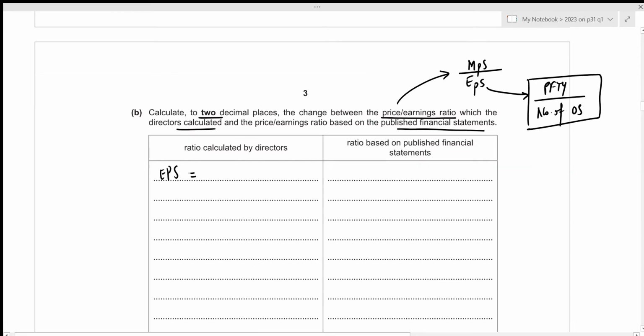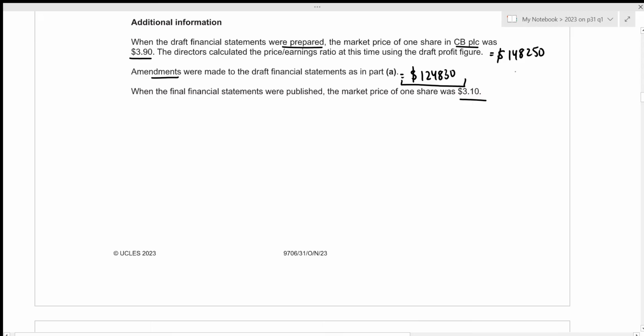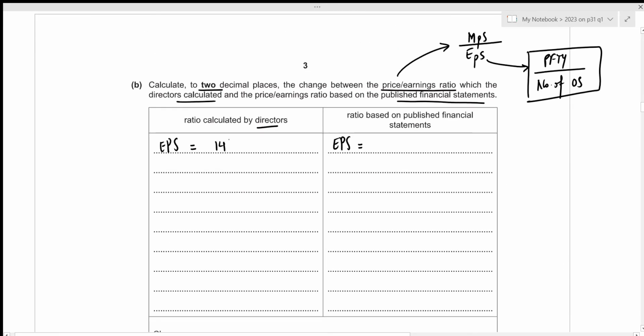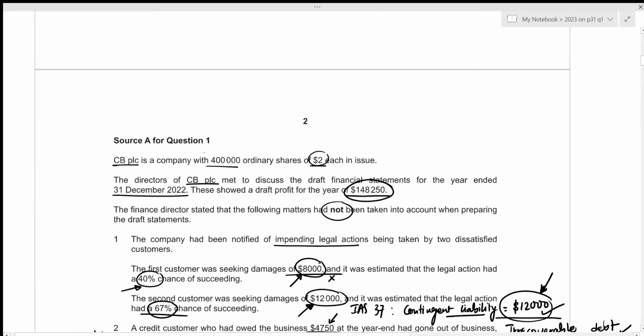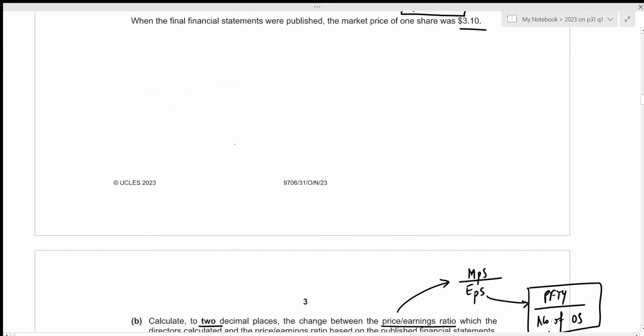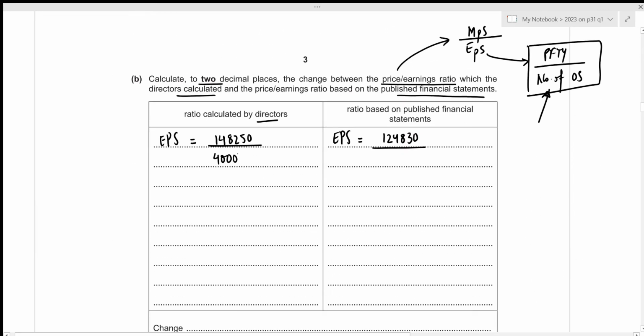So EPS is just going to be the profit for the year, and that's different for the ratio calculated by directors and the ratio based on published financial statements, because the ratio calculated by directors included the draft profit figure, whereas the ratio based on published financial statements included the revised profit figure. So that's going to be 148,250 for the first ratio and 124,830 for the second ratio. Let's write it down. So 148,250 for the first one, then 124,830 for the second one. Now we just need to divide it by the number of ordinary shares, which was given above. It had a total of 400,000 ordinary shares. That will be our denominator for both the cases, because the number of ordinary shares is not changing.